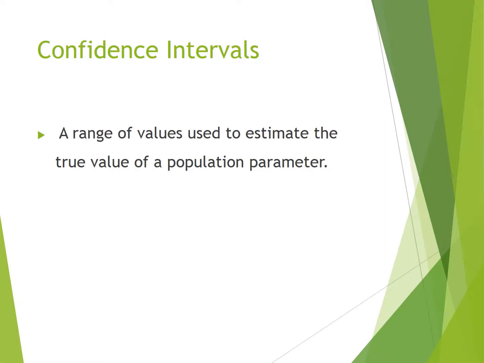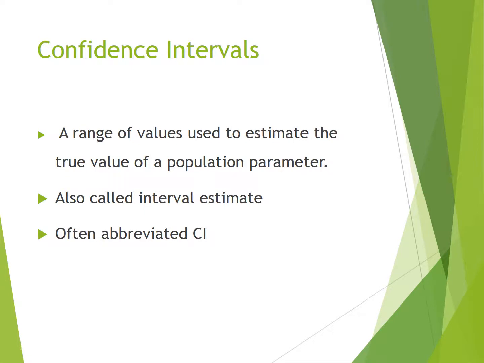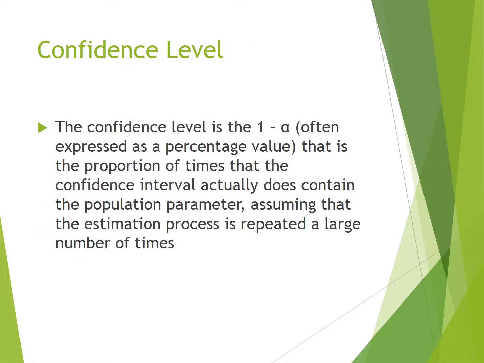So the confidence interval is a range of values which is used to estimate the true value of a population parameter. It's also called an interval estimate, and it's often abbreviated with a capital C, capital I. The confidence level is this value 1 minus alpha, often expressed as a percentage value, for example, 95%, which would be 1 minus 0.05. That is the proportion of times that the confidence interval actually does contain the population parameter, assuming that the estimation process is repeated a large number of times.